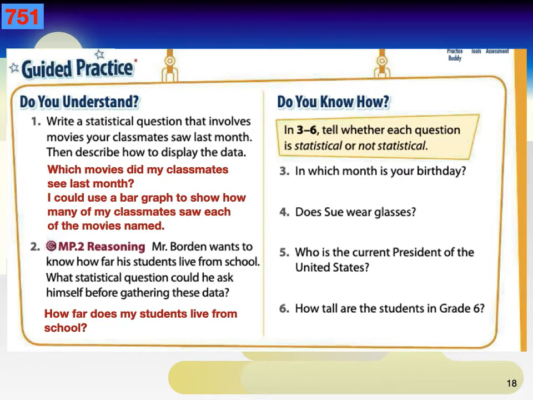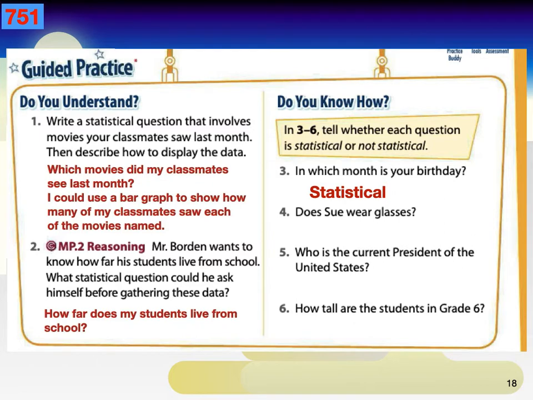Okay, question 3 to 6. Tell whether each question is statistical or not statistical. So let us review first. A statistical question anticipates that there will be a variety of answers. And if a question is deterministic or anticipates an exact answer, therefore it is not a statistical question. So question 3. In which month is your birthday? So this question is a kind of question which anticipates a variety of answers. So therefore this question is statistical.